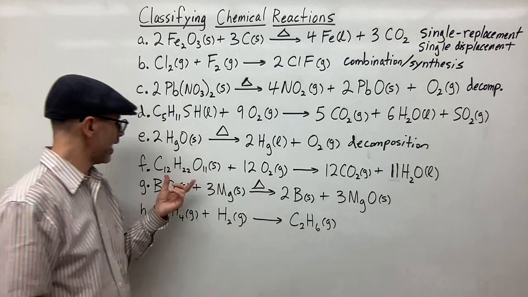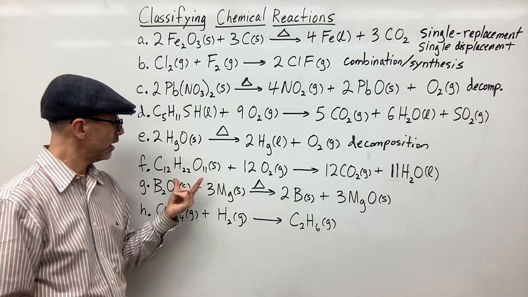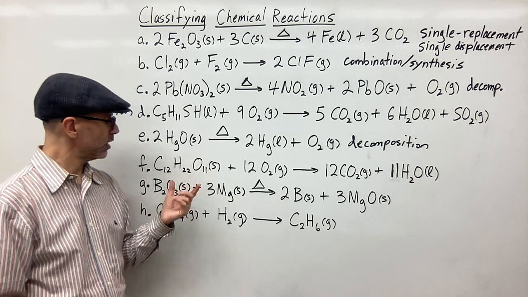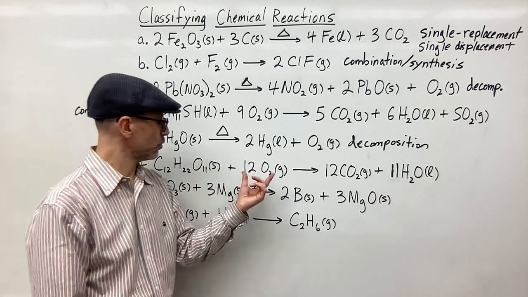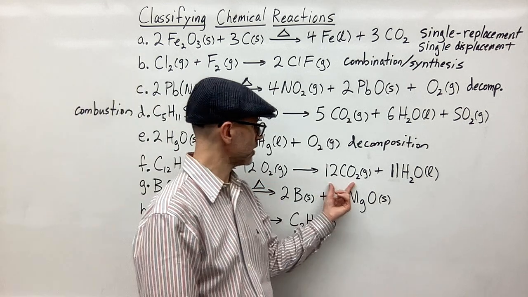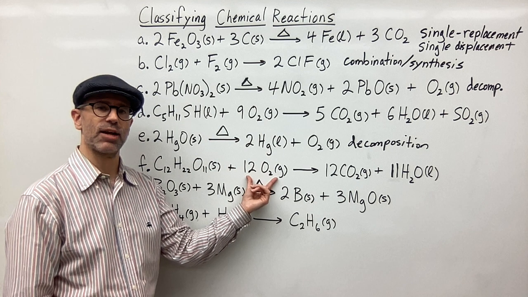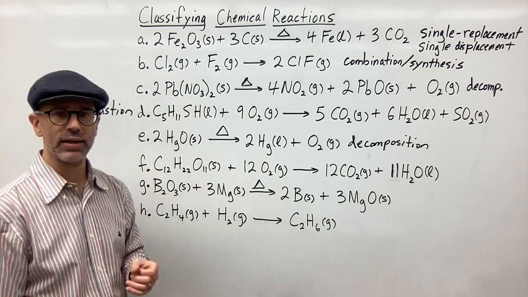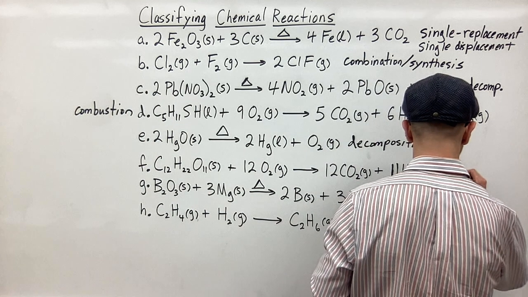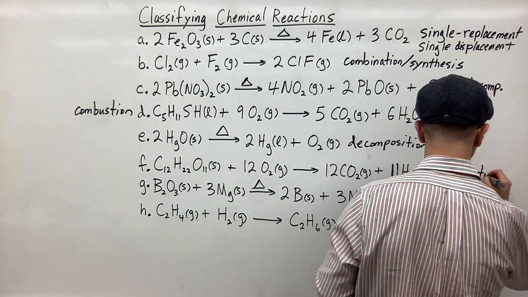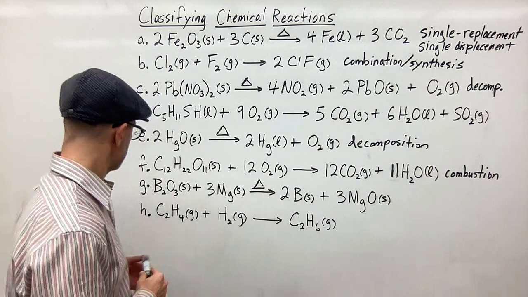All right, next we have C12H22O11. That is sugar. That is a disaccharide, something like sucrose. So we have this sugar, it's reacting with oxygen and it forms carbon dioxide and water. And again, we have oxygen as a reactant. So that's the giveaway that this is combustion. So we have combustion going on.